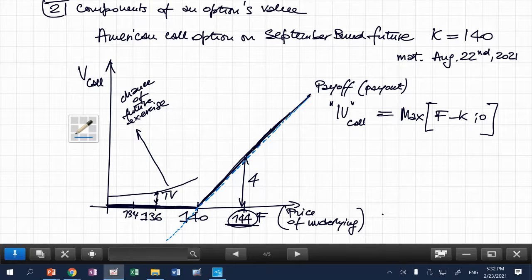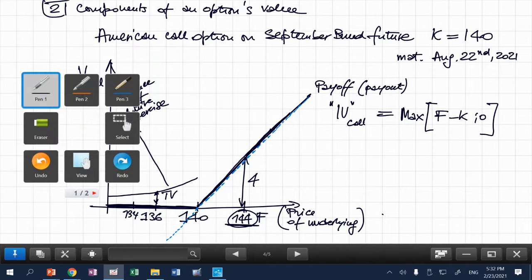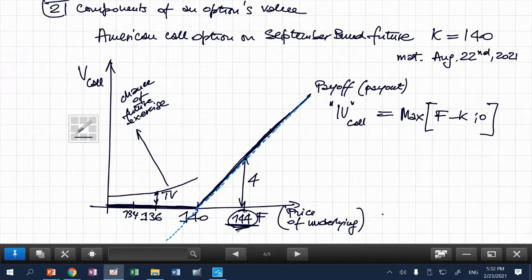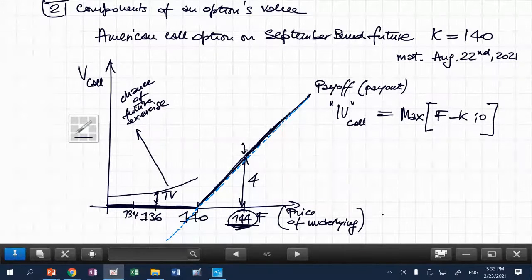The reason why I make this example is that this clarifies one thing. First, the position of the guy who bought the future is worth 4, and your position with the option is worth more. So you'll be 4 plus something. There's an extra time value component, even here, that tells you that your position is more valuable than the future position.